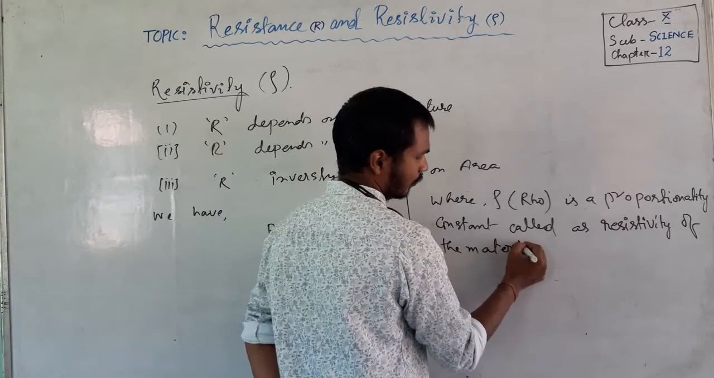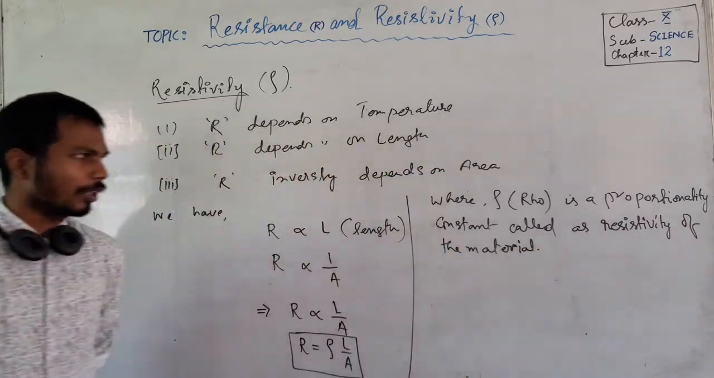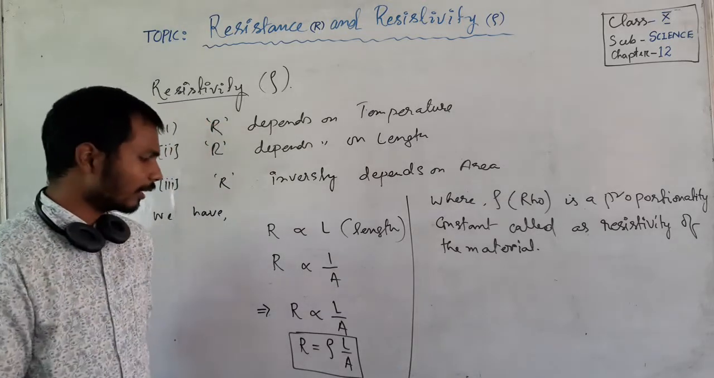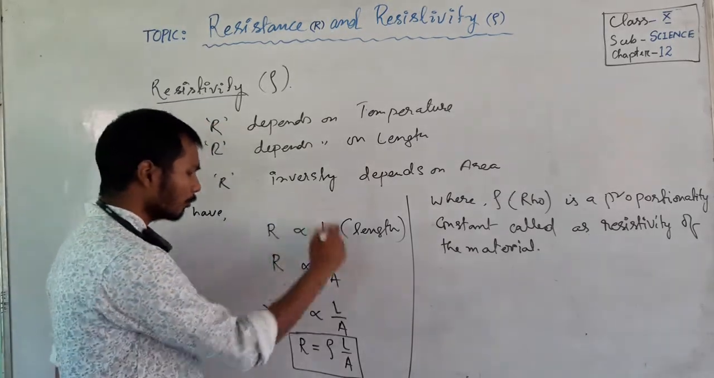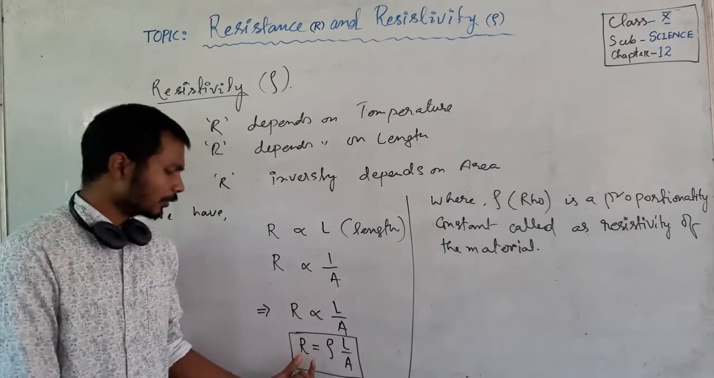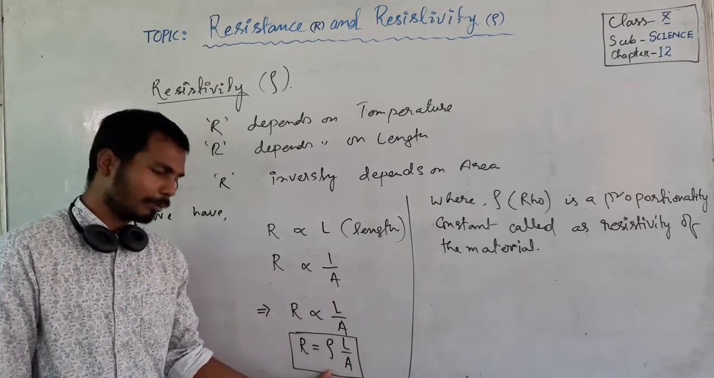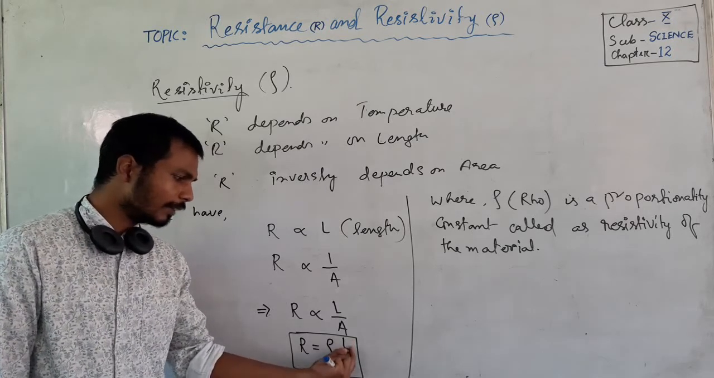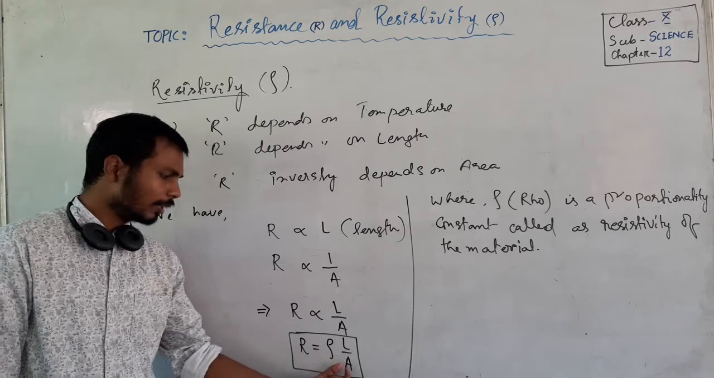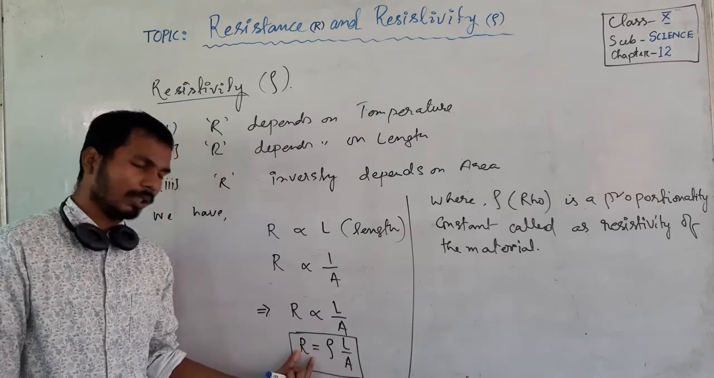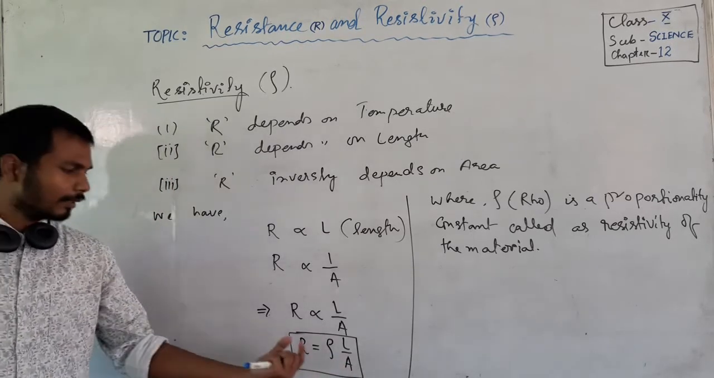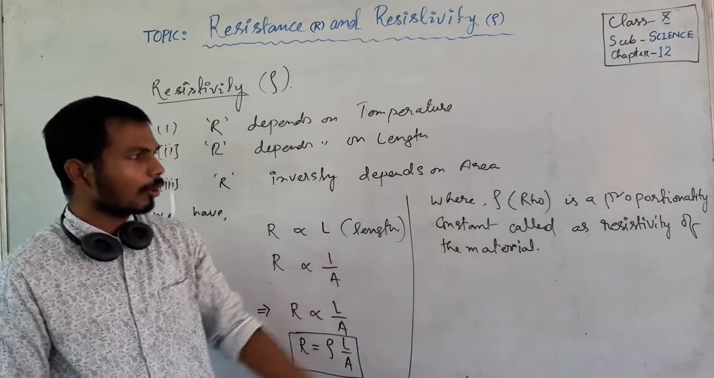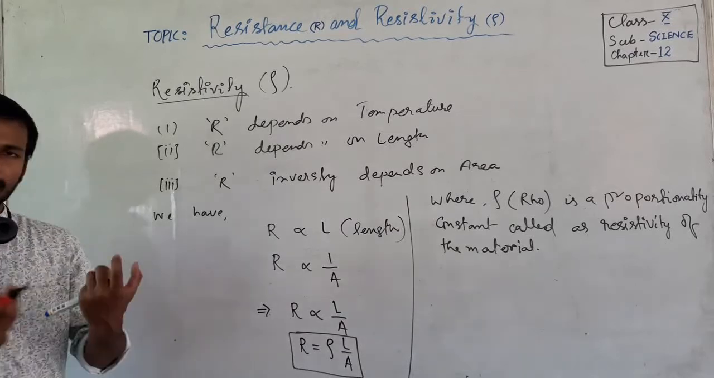Okay, got it? So what is rho? Rho is the resistivity of the material, and from where are we getting rho? From the formula of resistance. So R is equal to rho L by A, means R is directly proportional to L, inversely proportional to area. If length increases, resistance will increase. If A increases, resistance will decrease. And here comes a constant. This constant is called resistivity of the material. So we will learn about resistivity.